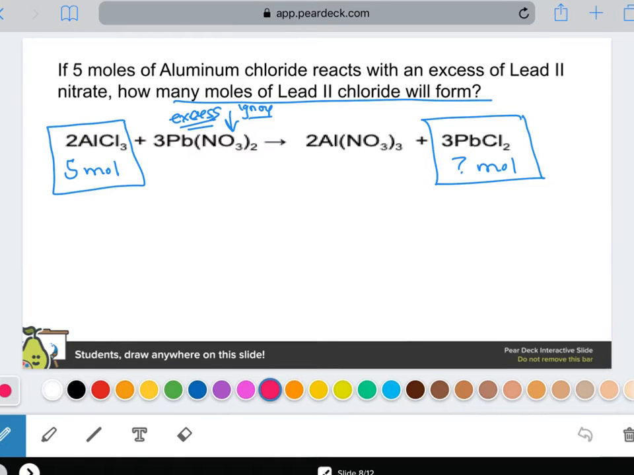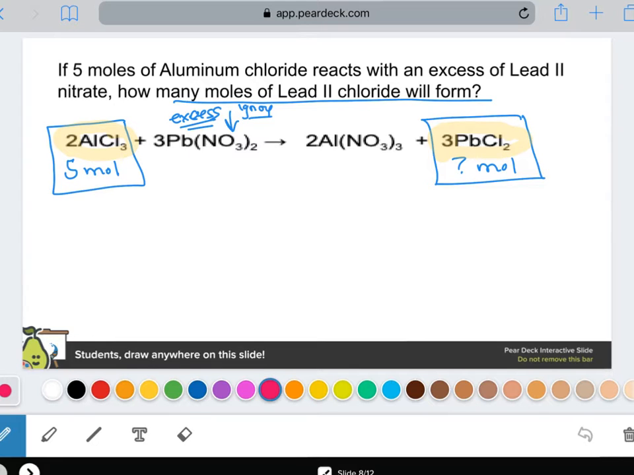So I've diagrammed my problem, and I can see that what I'm going to be doing here is comparing this ratio to this ratio. I'm going to use my coefficients, so I have a 2 to 3 ratio that I'm going to compare there, and that's how I'm going to do my Stoich problem.